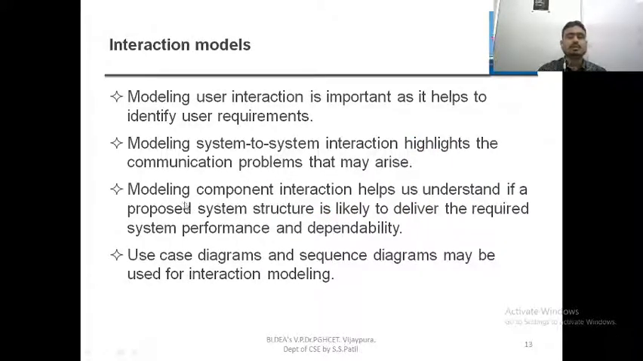Modeling component interaction helps us to understand if a proposed system structure is likely to deliver the required system performance and dependability. The system is present. For the present system, if you are going to get a solution, then no need to worry. If it is not going to give the solution, next think whether the proposed, planned system is going to give the solution. If yes, plan according to that.